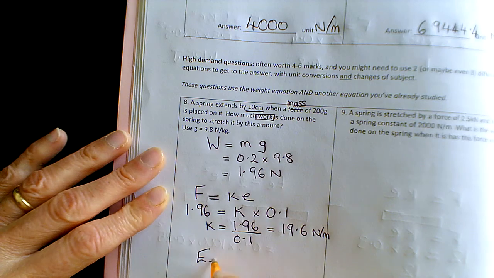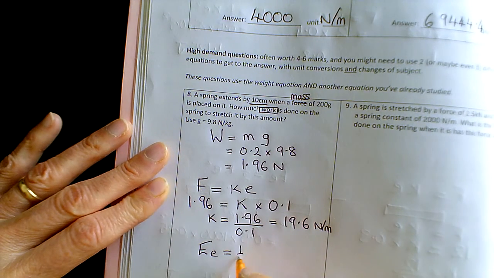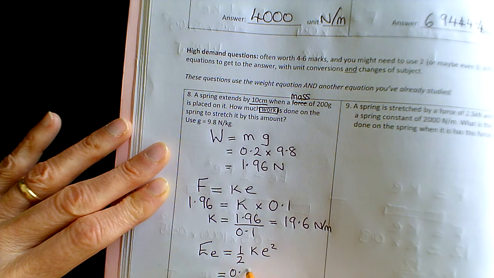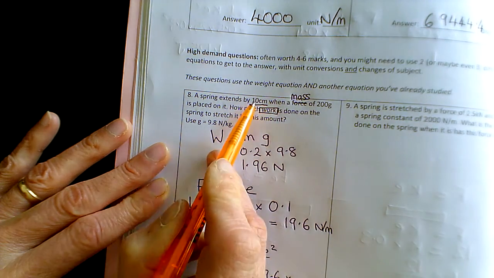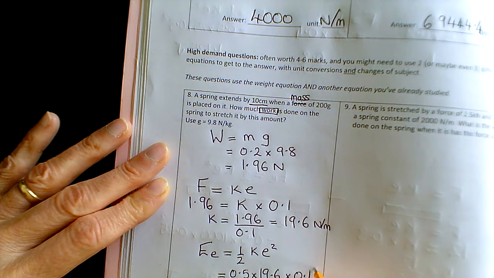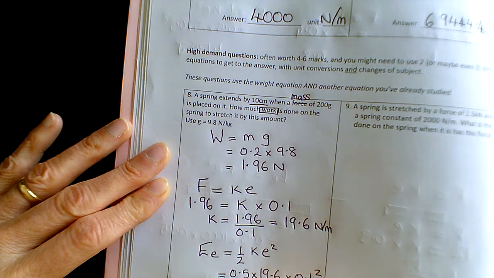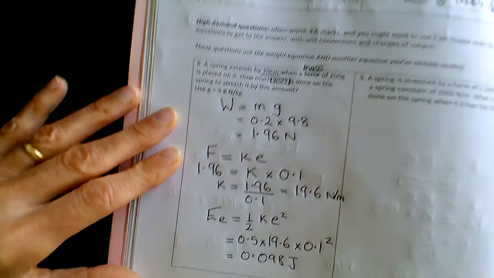You then substitute it into elastic potential energy equals a half times the spring constant times the extension squared, so that's 0.5 times 19.6 times the extension, which you used before, and don't forget to square it, and that gives you 0.098 joules. So that's quite a hard one.